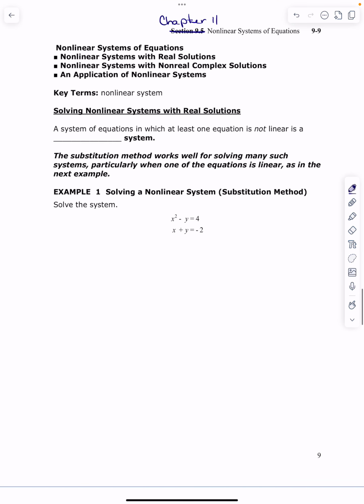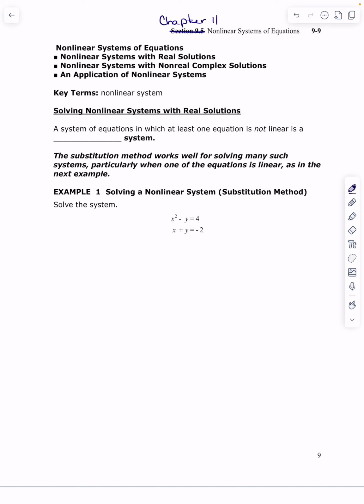Okay, back to chapter 11. This is nonlinear systems. Now, the next section, conic sections, discusses more what these nonlinear systems look like. In the meantime, we are going to talk about how to solve a system where both equations are not lines.